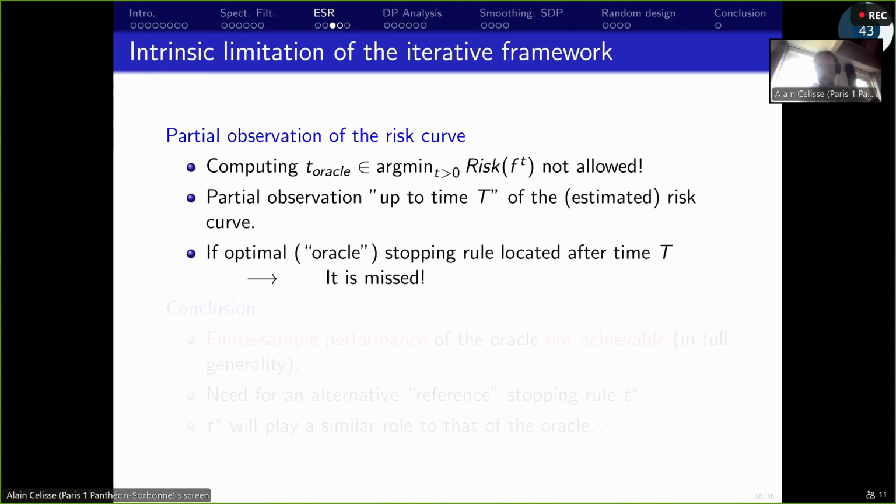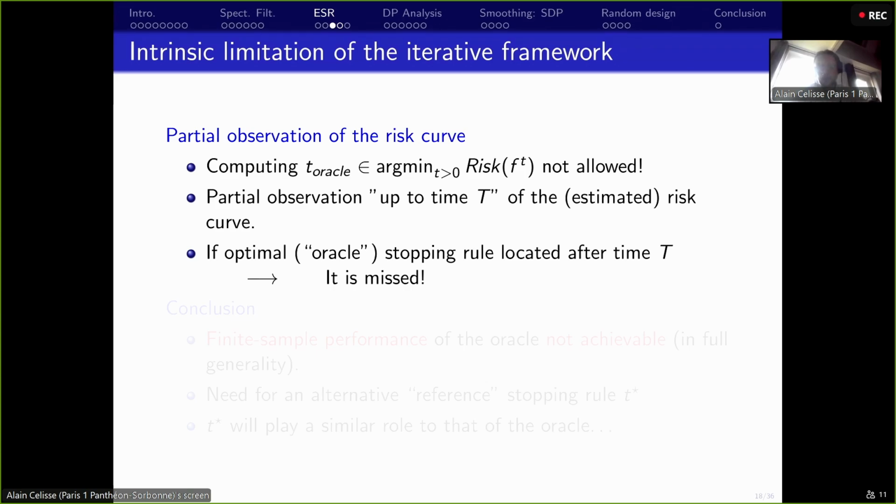And due to that, the originality of the problem is that you cannot reach the performance of the oracle. The oracle iteration number is simply the one which minimizes the risk value or the excess risk value currently. You cannot, in full generality, achieve this oracle performance because if you are limited due to computational constraints to only perform capital T iterations, and if you are unlucky and the oracle iteration number is after capital T iterations, you will never see it. So you will never reach the same performance. So in full generality, you cannot hope to reach a value of the risk which is the same as that of the oracle.